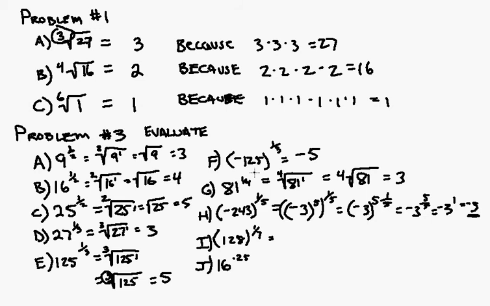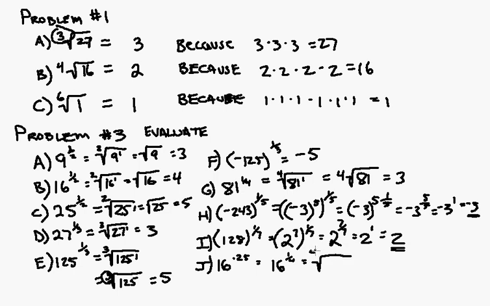128 to the 1/7, that is the same as 2 to the 7th raised to the 1/7, which is 2 to the 7/7, 2 to the 1st, which is just plain 2. And 16 to the 0.25 is the same as 16 to the 1/4, which is the same as the 4th root of 16. What number could I use as a factor 4 times that would equal 16? The answer to that is 2.